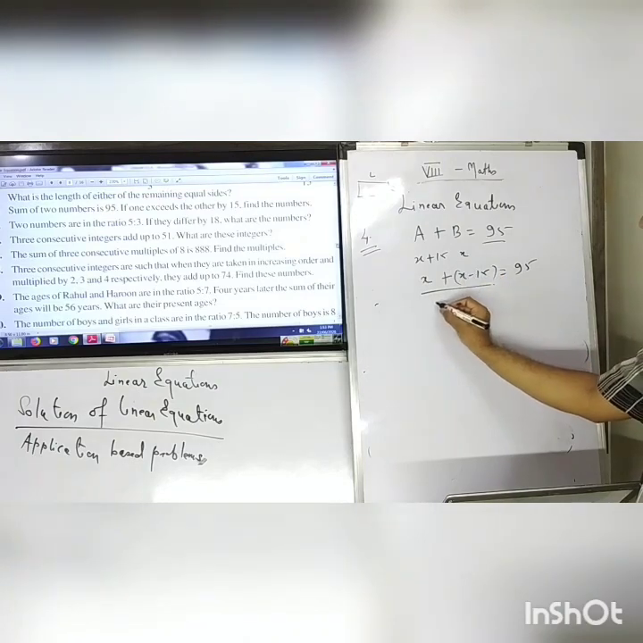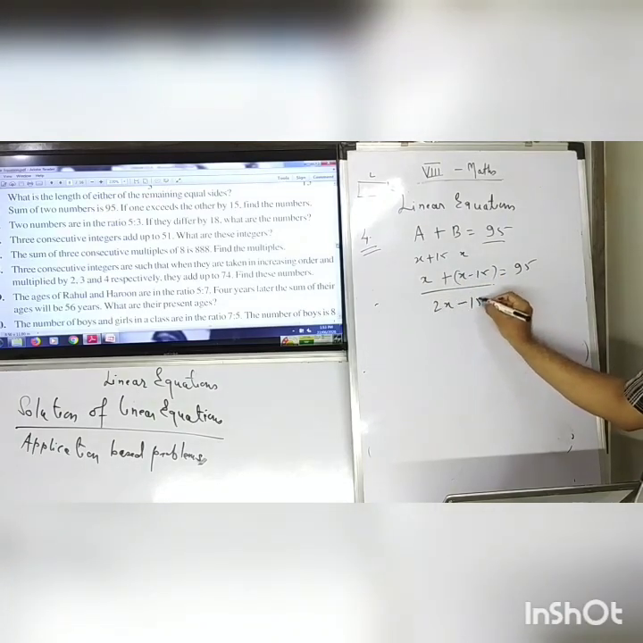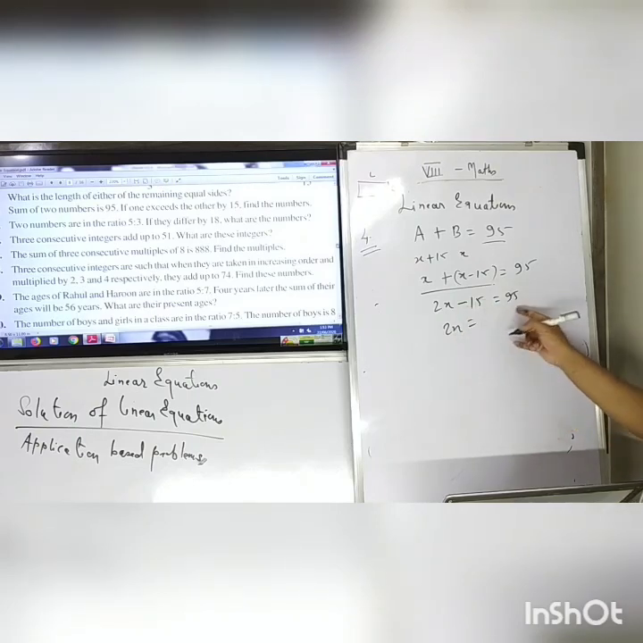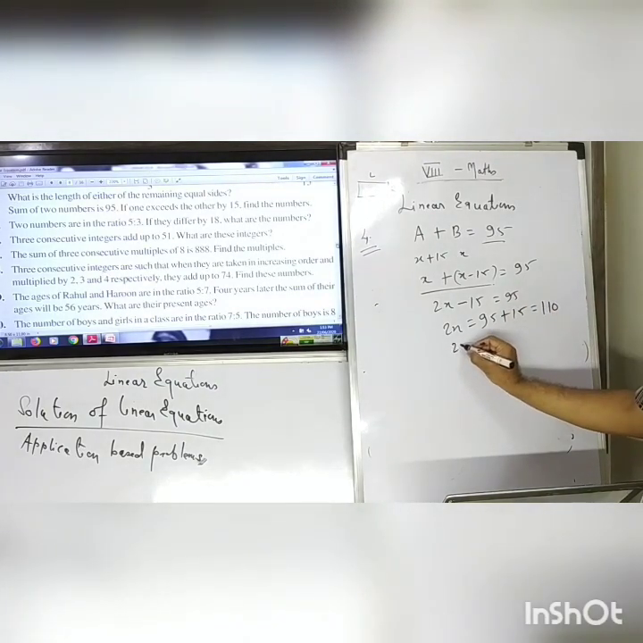x plus x, that is equal to 2x. 2x minus 15 equal to 95. Then 2x equal to 95 plus 15 when transposed. 95 plus 15, that is equal to 110. So this 2x equal to 110. So x becomes 110 divided by 2, that is equal to 55.